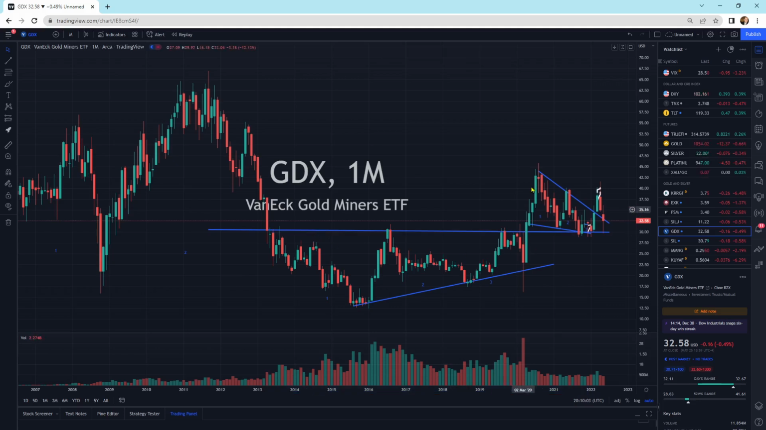Broken out, doing kind of a consolidation here. Broke out of that, doing a retest of that, and we'll see what happens. Looks good, actually.